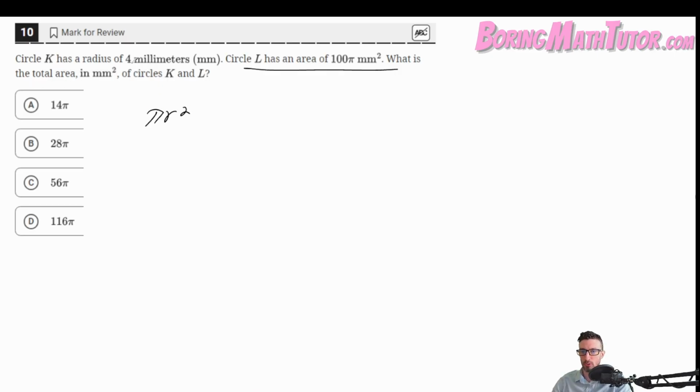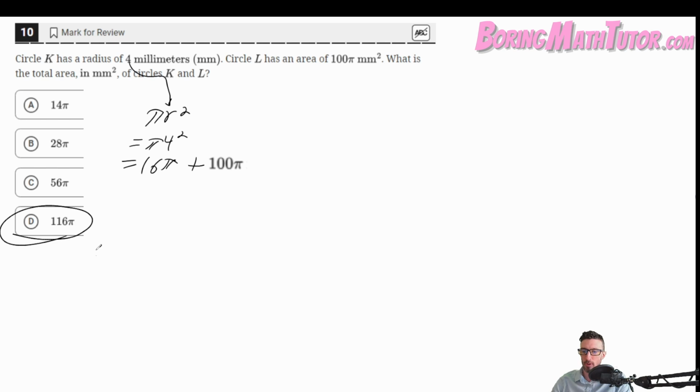It's pi r squared. So for this one, we plug in the 4. We got pi times 4 squared. That is 16 pi. The other one, we want to add on the 100 pi. 100 plus 16. That's my boy right there.